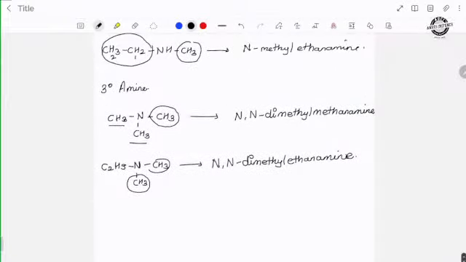So that becomes N,N-dimethylethenamine. Absent. So that is N,N-dimethylethenamine.